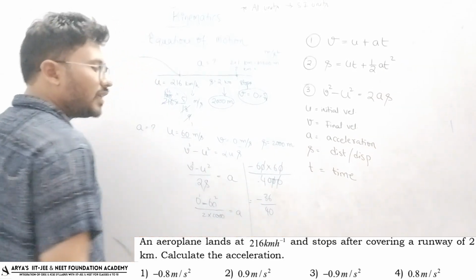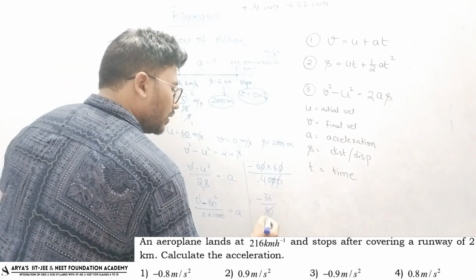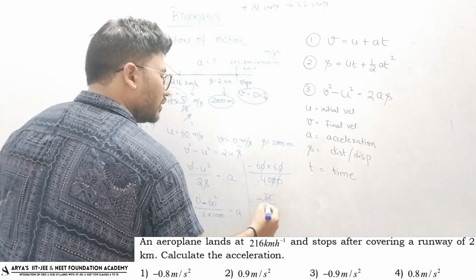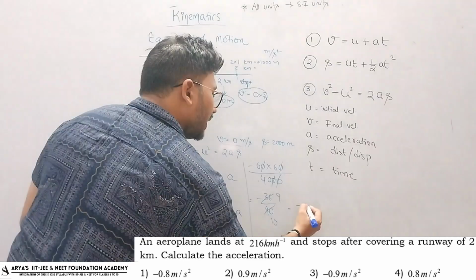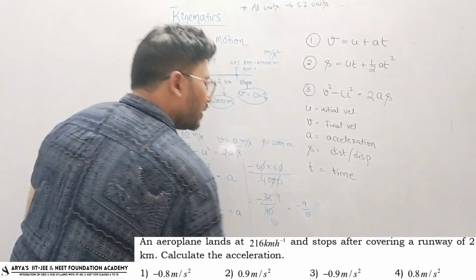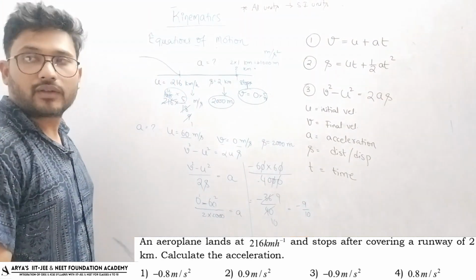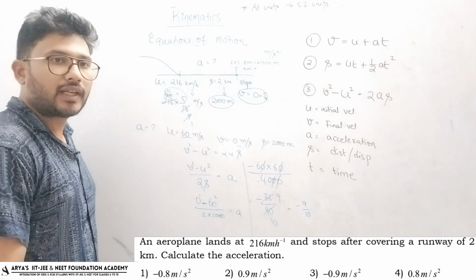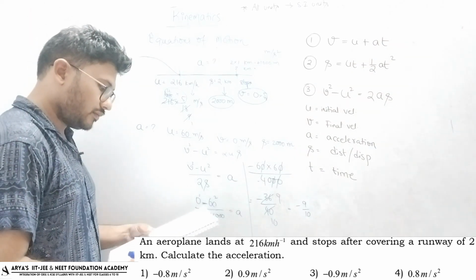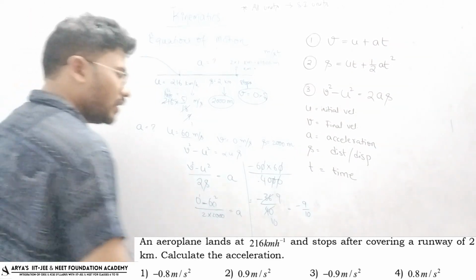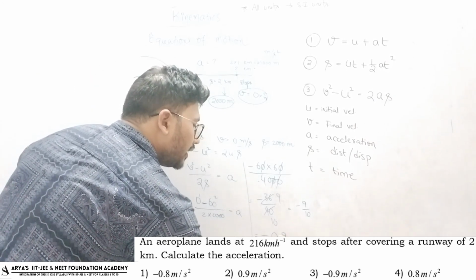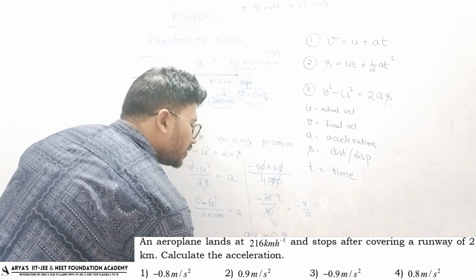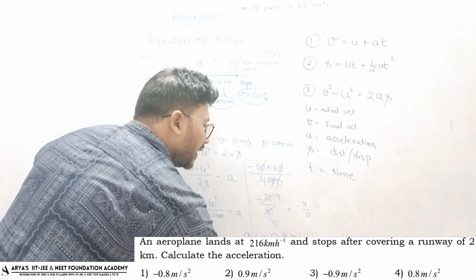36 and 40 both are there in the 4 table, right? 4 tens 40, 4 nines 36. We got minus 9 by 10. 9 by 10, how do we convert it? What would be the answer? Very good. Minus 0.9. The a value is equal to minus 0.9 meter per second square.